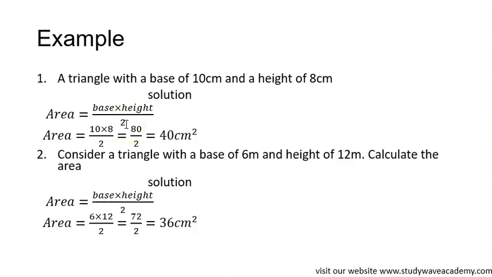Are we ready? Okay. So the area is equal to the base here is 10. You write down 10 and the height is 8. So times 8 over 2. 10 times 8 is going to give you what? 80 over 2.